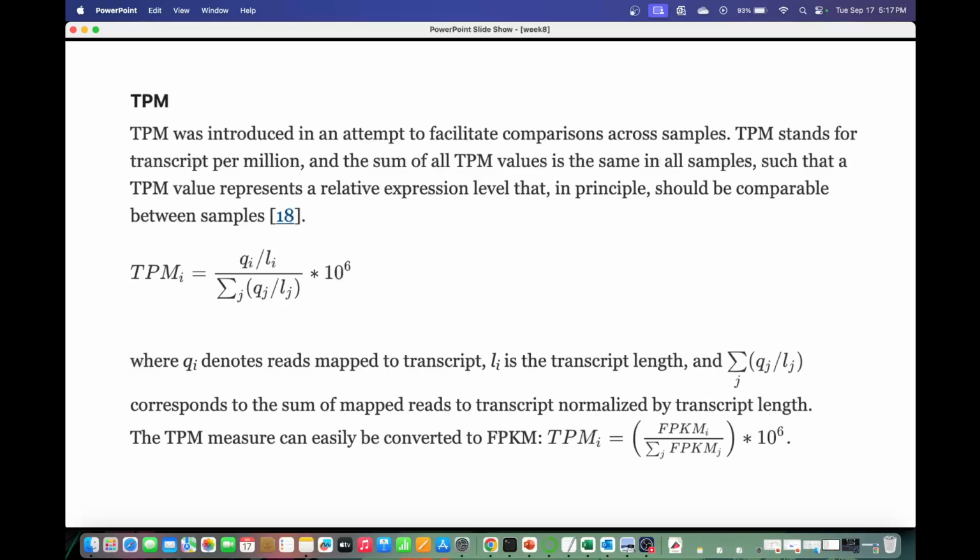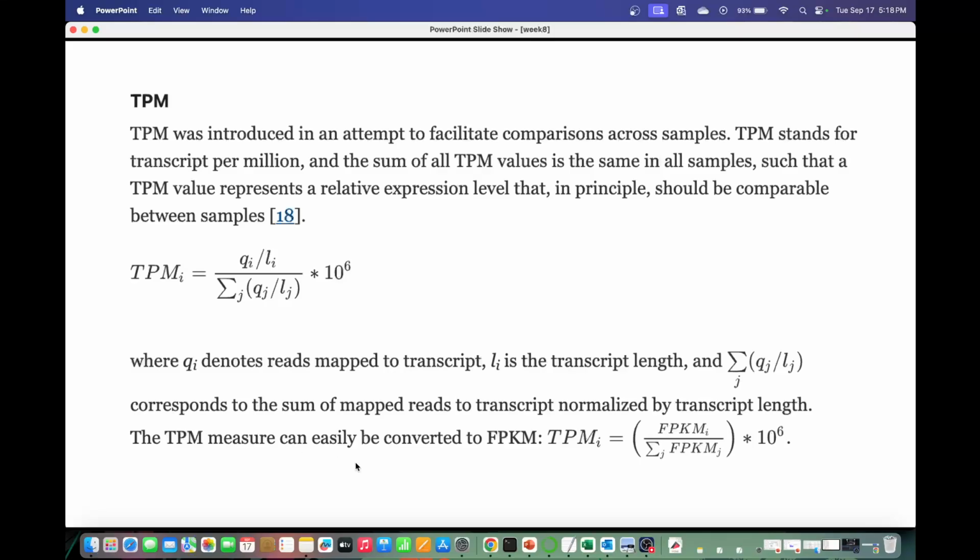Now another such metric is TPM. It's a simpler metric. TPM was introduced in an attempt to facilitate comparison across samples. TPM stands for transcripts per million, and the sum of all TPM values is the same in all samples, such that a TPM value represents a relative expression level that in principle should be comparable between samples. Here also Qi is the number of reads mapped, and Li is the length of the gene or transcript length. The sigma Qj by Lj corresponds to the sum of mapped reads to the transcript normalized by the transcript length, where you add up the reads and normalize by the transcript length, which is Lj.